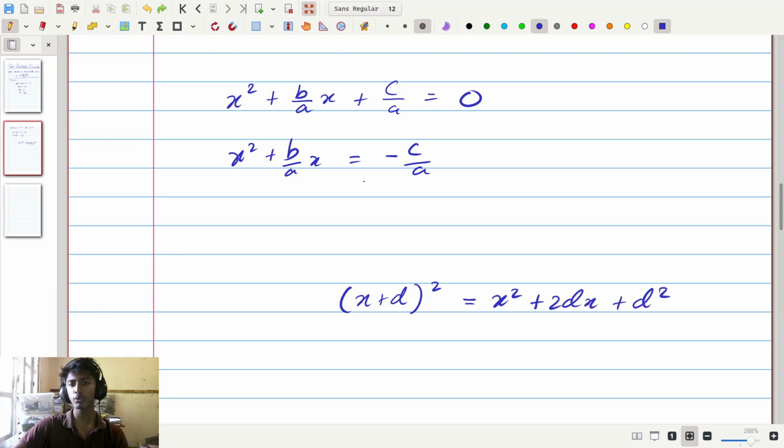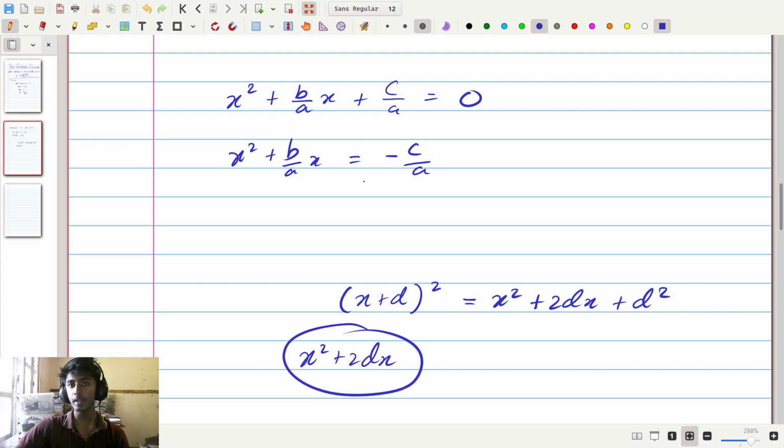This is what we would call a complete square, as in this set of terms here is the equivalent of a complete square, x plus d whole thing squared. However, instead of this, if we just have something like, let's say, x squared plus 2dx, as in we have an x squared term, we have an x term, but we don't have a constant term, this is what we would call an incomplete square.